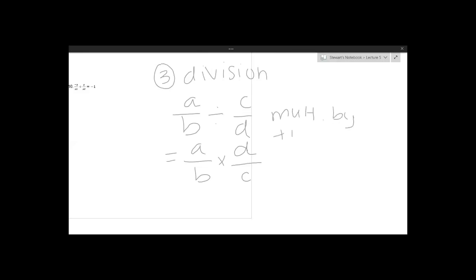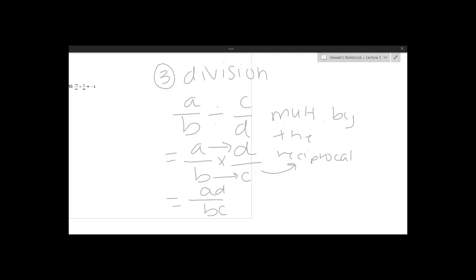You multiply by the reciprocal. And the reciprocal just means when you flip a fraction over, when you interchange the numerator and the denominator. The reciprocal of c over d would be d over c. And then you just carry on with the multiplication as normal. You multiply straight across, and you end up with a over b, I'm sorry, AD over BC.